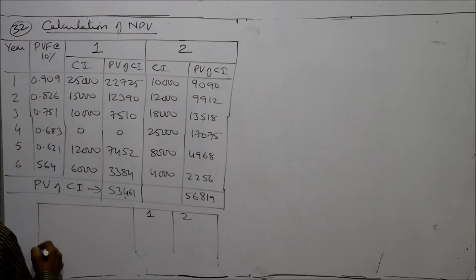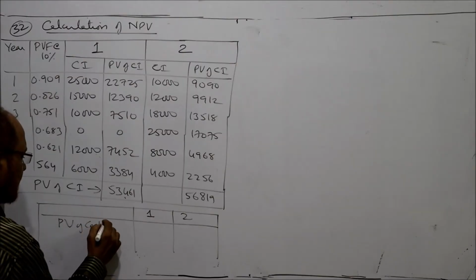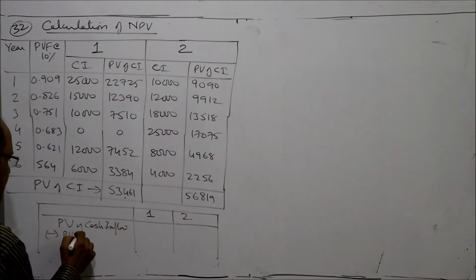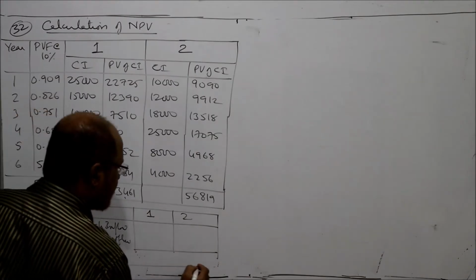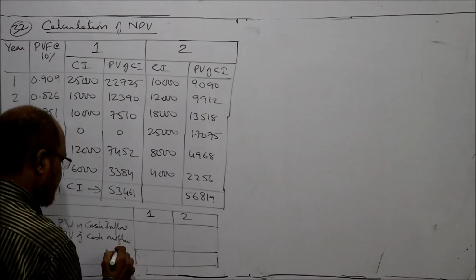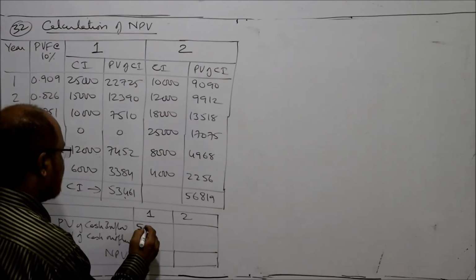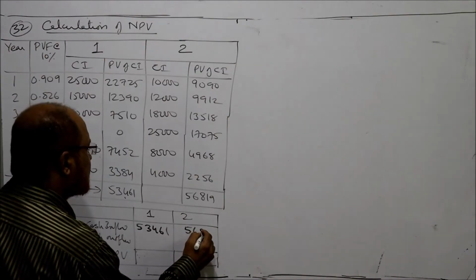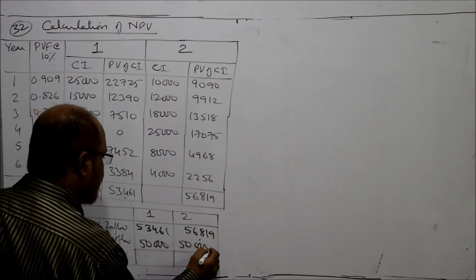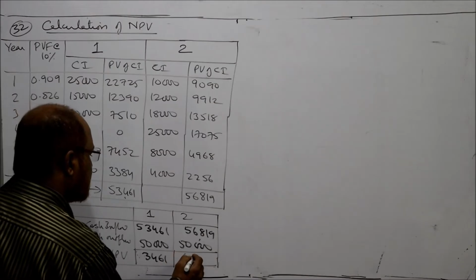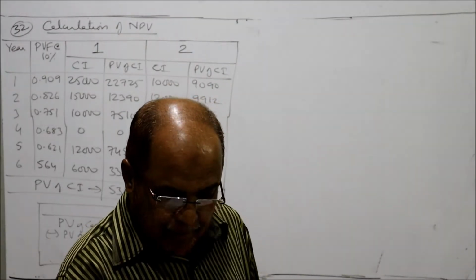project 1, project 2. We are calculating the NPV, PV of cash inflow minus PV of cash outflow. NPV. PV of cash inflow is 53,461, 56,819, and PV of cash outflow is given in the problem as 50,000 for both the projects. So it is 3,461, 6,819. That's it. So we have calculated the NPV for both the projects.